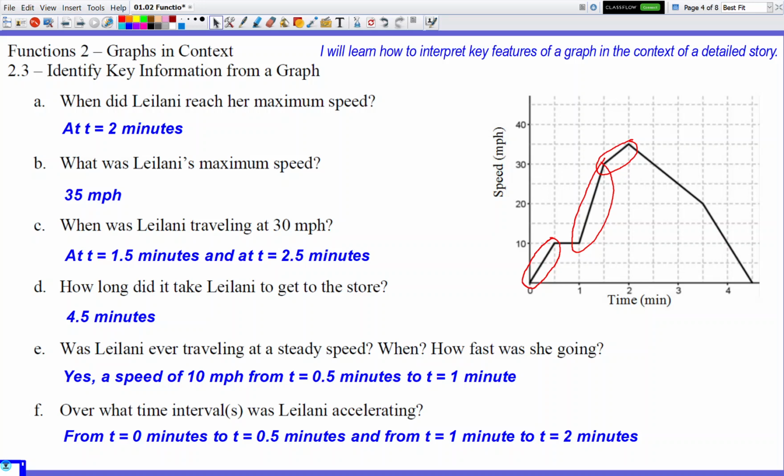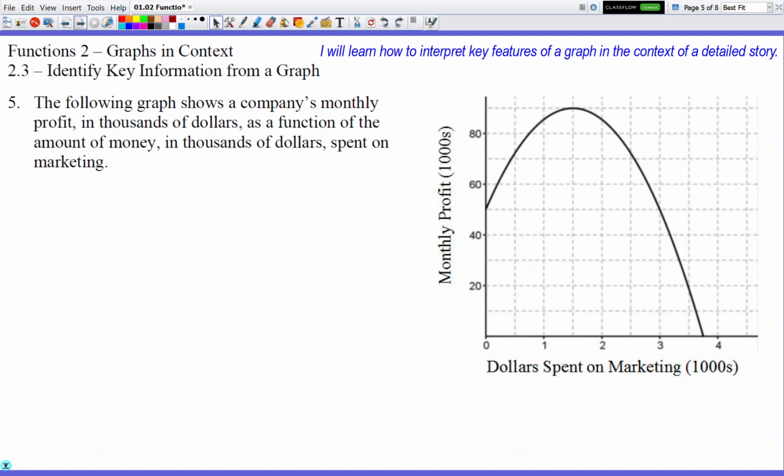All right, let's look at our next problem. This graph is going to show a company's monthly profit, which is the amount of money you make. You make money, then you pay all your bills, and that's pretty much your profit. This graph is written in units of thousands of dollars, and it's a function of the amount of money spent on marketing.